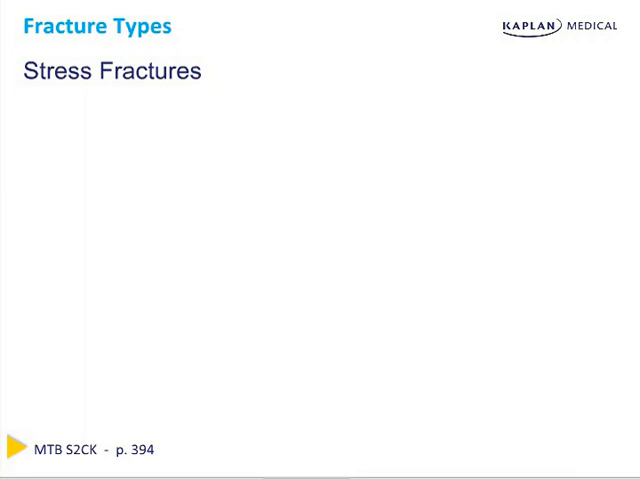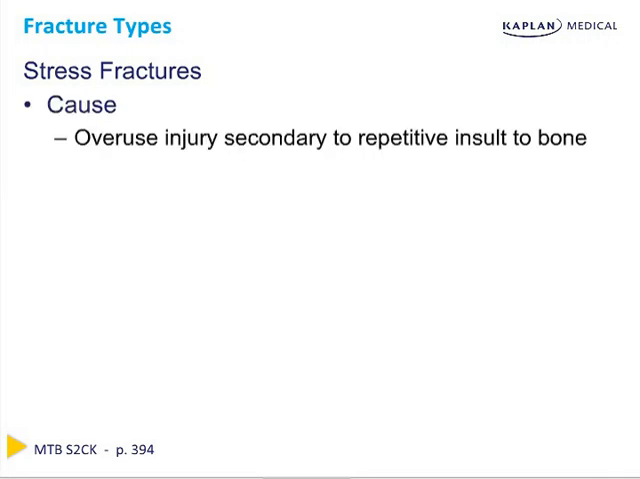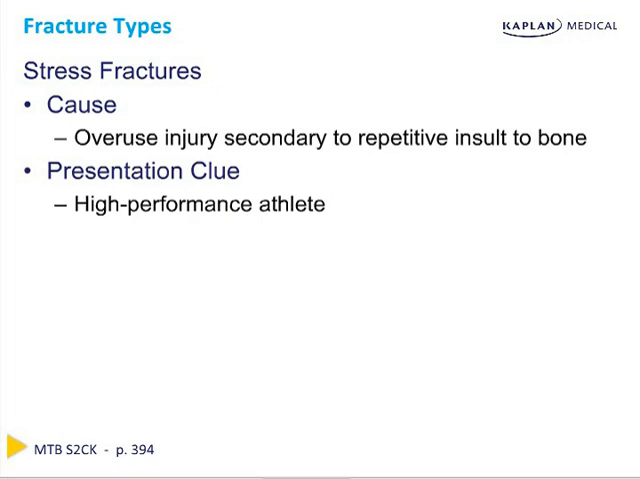While your Step 2 CK exam will not expect you to remember all of the different fracture types you may have learned in your pathology courses, there are a few that continually show up on the exam. The first of which is a stress fracture, which occurs due to repetitive stress to bone. The question stem usually will describe a high-level athlete, often a marathoner, with pain in either the foot or around the knee.